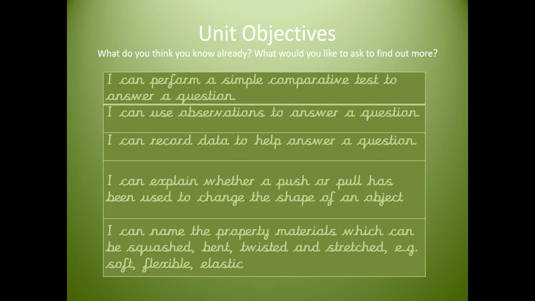So our objectives are to perform a simple comparative test to answer a question, to use observations to answer a question, so to use what we can see from our experiments, to record data to help answer a question, so that's making sure we remember or write down what happened in our experiments, to explain whether a push or pull has been used to change the shape of an object, and to name the property of materials which can be squashed, bent, twisted and stretched.